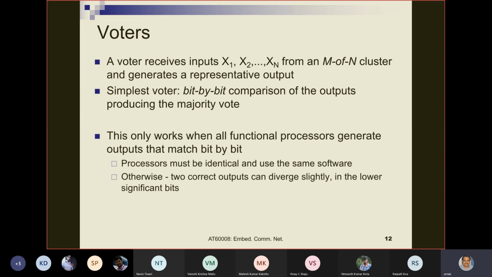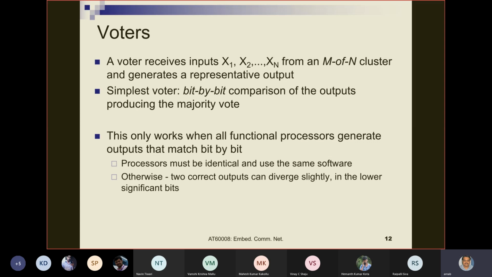What will be the simplest voter? The simplest voter will compare bit by bit the outputs from each module. Suppose you have two outputs from component A and component B. The voter will compare bit by bit the output from A and the output from B, and if it exactly matches, it will say that both these outputs are in agreement. Otherwise, it will say it is not in agreement.